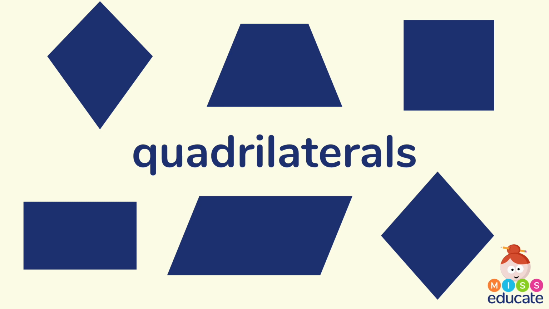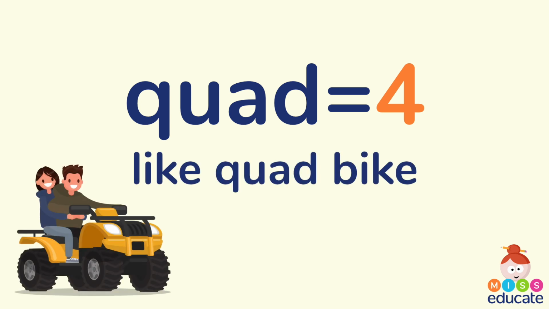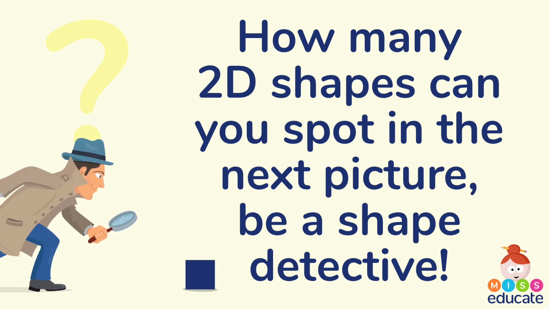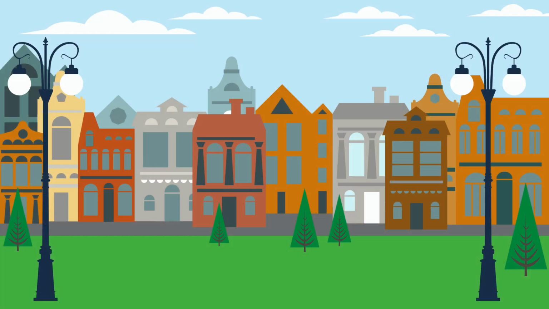Let's look at that word quadrilaterals, because the beginning of it gives you a clue. Quad actually means 4, like a quad bike, 4 big wheels on it. Now you're going to be a bit more of a shape detective, because now you've learnt so much about shapes and you know the names and you know the properties. You're going to have a look at this picture and you're going to see how many of the different regular 2D shapes that we've just looked at that you can see in this picture.